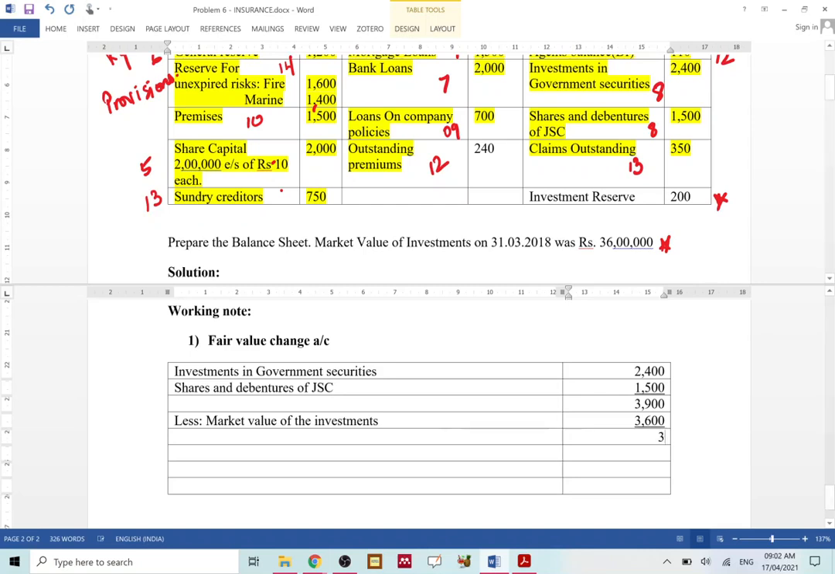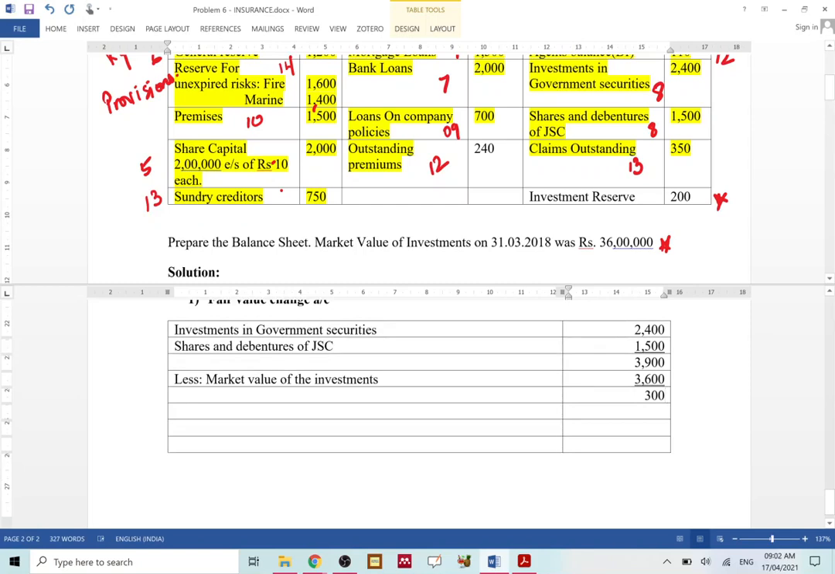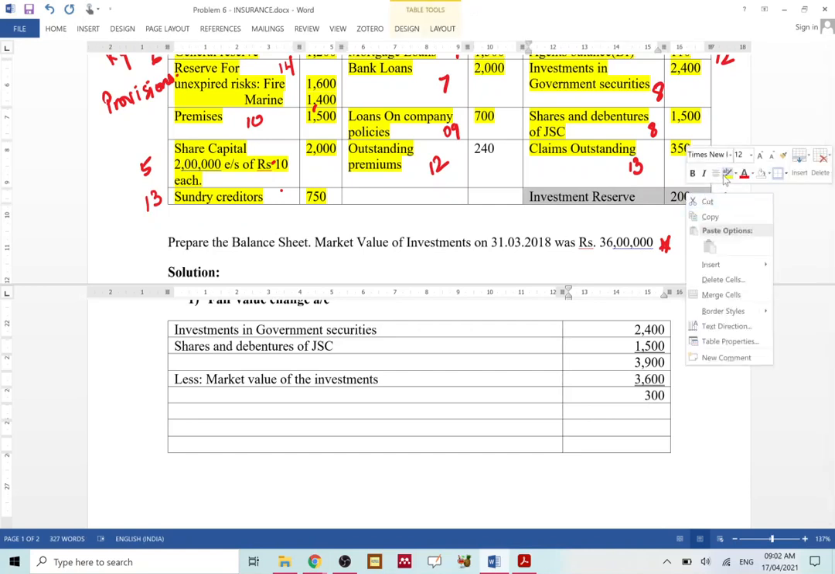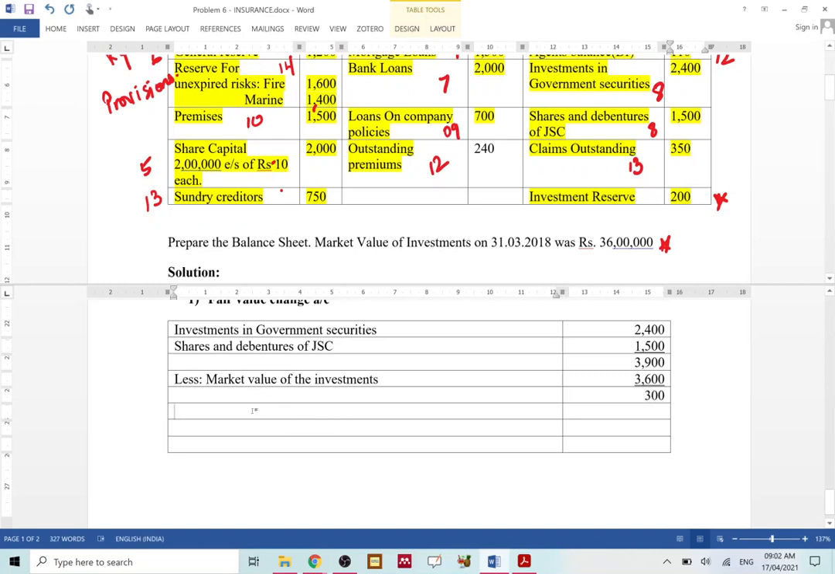And what is the difference? What is the change? It is 300. Is this clear? So the difference between recorded value and the market value is 300. Now what to do? You have maintained an investment reserve of 200. The balance right now of this reserve is 200. So whenever you realize there is a change in the fair value of the investments which you have made, you need to adjust it with that investment reserve which you had made.